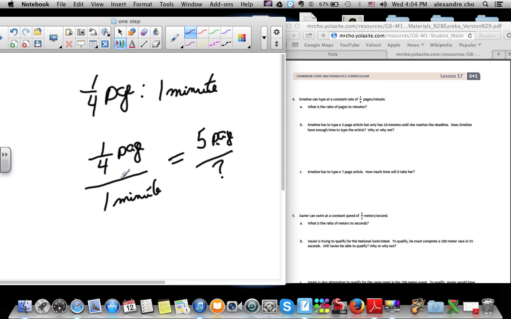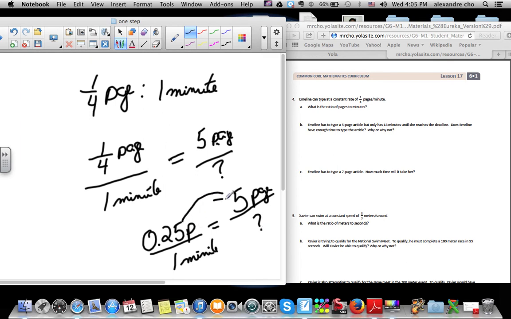The easier way for me would be to change this fraction to a decimal. So what I would have done is take that same rate, and because I don't like the way a fraction over fraction looks, I would change that to 0.25 over 1 minute. Okay, and it takes her 0.25 pages, so 1/4 of a page takes her 1 minute. How long would it take her to type 5 pages? And there's a question mark here.